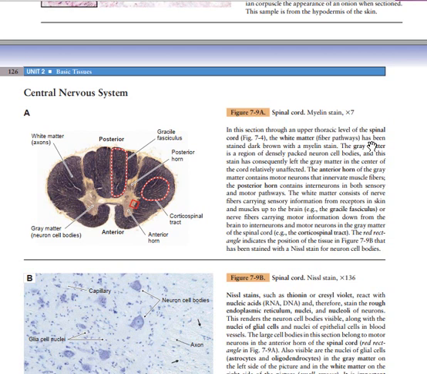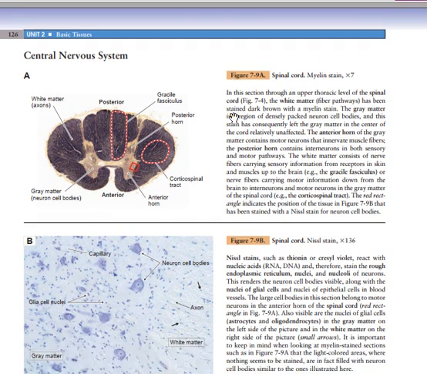Now the spinal cord. You have used here the myelin stain. Here you can visualize the white matter and the gray matter. The parts of the gray matter are going to be the horns, while the parts of the white matter are going to be the columns. So you can visualize the posterior column, the anterior column, and the lateral column here.